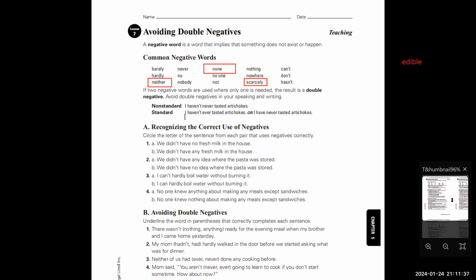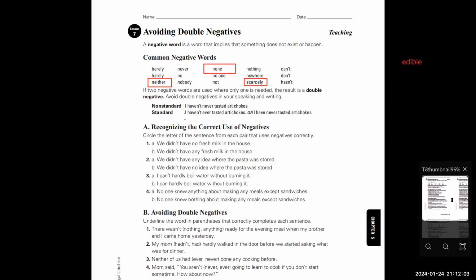Okay, which one? Your final answer, A or B? B. B is the correct one. So please read your final answer. I can hardly boil water without burning it. Okay, so the correct answer is letter B. That's right. I can hardly boil water without burning it.